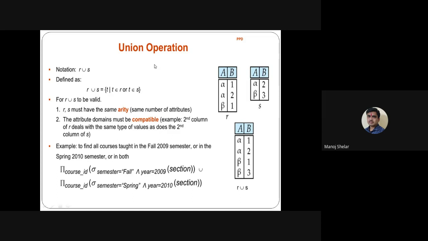Union operation. So, R union S. Okay. This is tuple relational calculus, which we will not look at now. Here we only look at the relational algebra query.